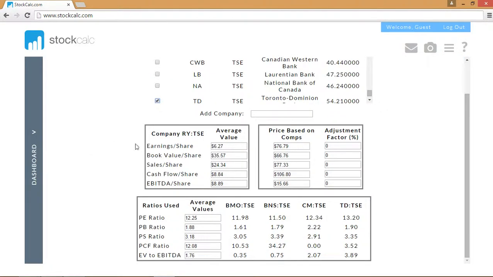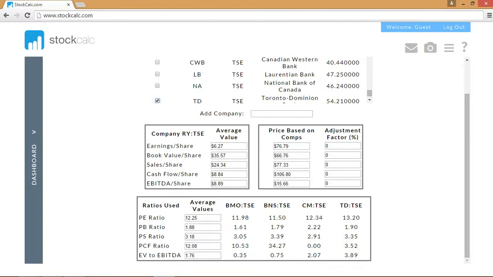If we look at the values, we see the most recent values for Royal Bank on an earnings per share, book value per share, sales, cash flow, and EBITDA per share basis. We also see the ratios and valuations for the comparative companies, Bank of Montreal, Nova Scotia, CIBC, and Toronto Dominion. And we see the average values for PE, price to book, price to sales, price to cash flow, and EBITDA based on the numbers from these companies.